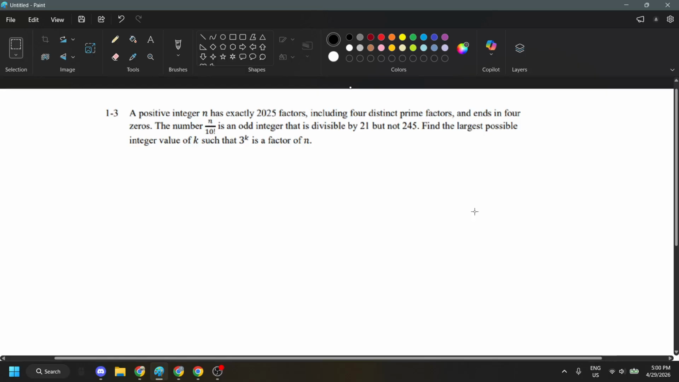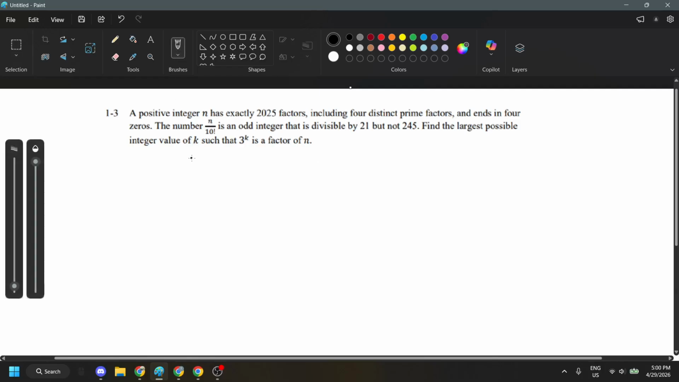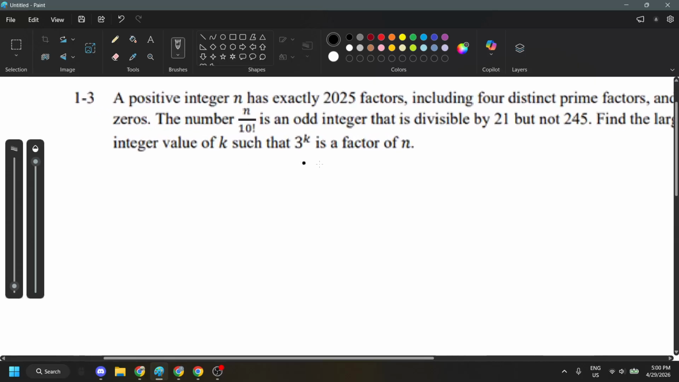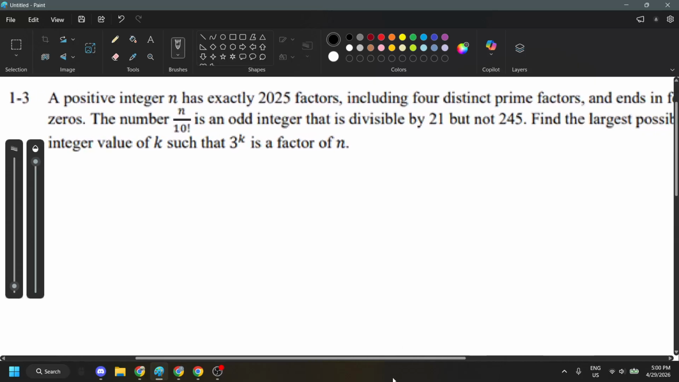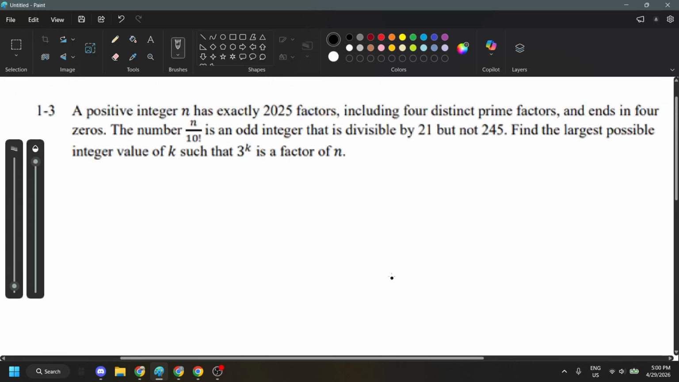So, this is a pretty hard problem, but we're gonna get through it. A positive integer n has exactly 2025 factors, including 4 distinct prime factors, and ends in 4 zeros. The number n over 10 factorial is an odd integer that is divisible by 21, but not 245. Find the largest possible integer value of k such that 3 to the k is a factor of n.